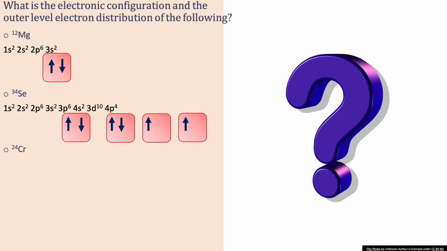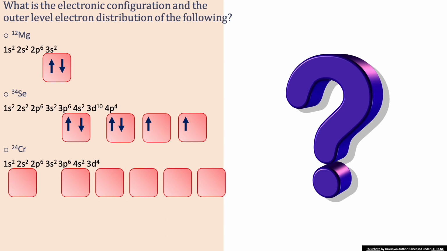Now you can try for chromium. What is it? It is 1s2, 2s2, 2p6, 3s2, 3p6, 4s2 and 3d4. This is the outermost electronic configuration. Does it seem okay to you?